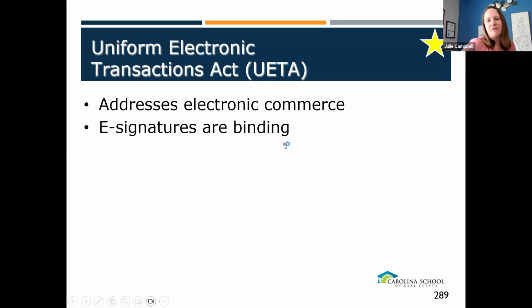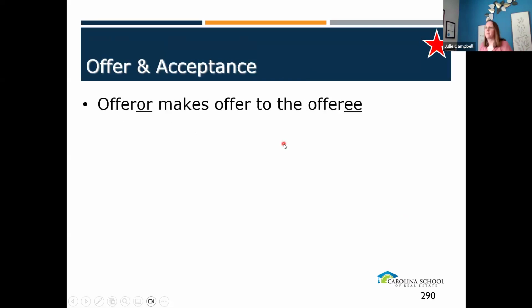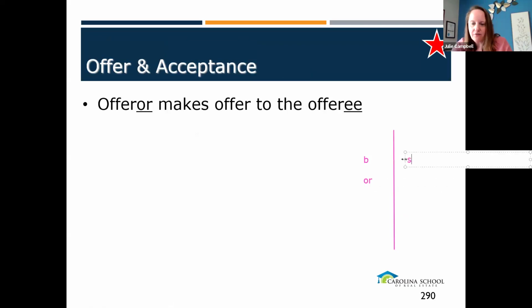So let's talk more about this offer and acceptance. Get more and more into this. So we've decided, we've seen this. The offeror makes the offer to the offeree. And I like the contract formation wall. And we're going to start to build on this a little bit. So on one side, you have the buyer, and we're going to let the buyer make the offer to the seller.